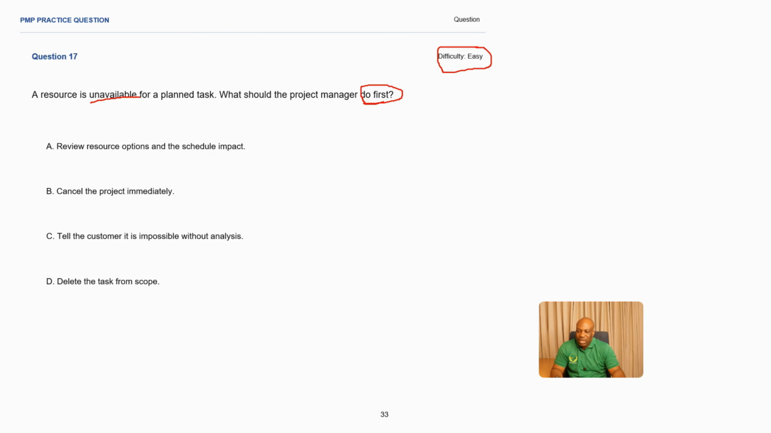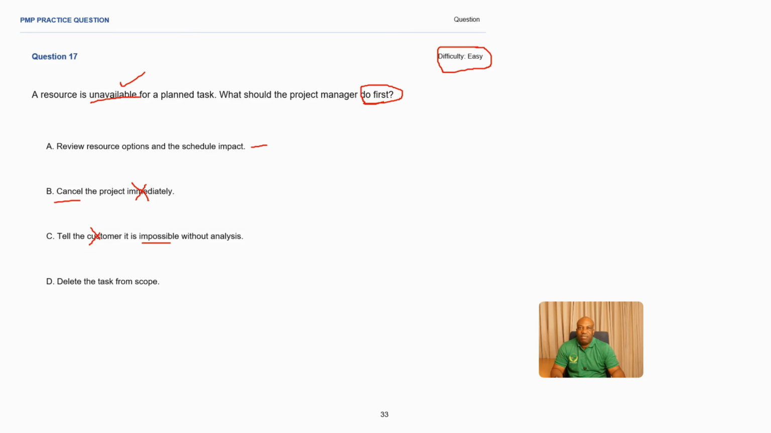All right. So let us look at the answers here. Review resource options and the schedule impact, okay? Makes sense. It's going to be unavailable. Cancel the project immediately. You don't cancel a project because the resources are unavailable. And it's unusual to have one project where you only have one resource, which might force you to cancel the project. So thereby we eliminate this one straight away. Tell the customer it is impossible without analysis. Okay, you don't just reject anything to the customer without analysis. You need to do analysis first. So that's not the correct mindset. So we eliminate this one straight away.